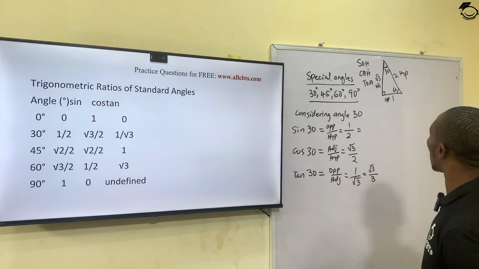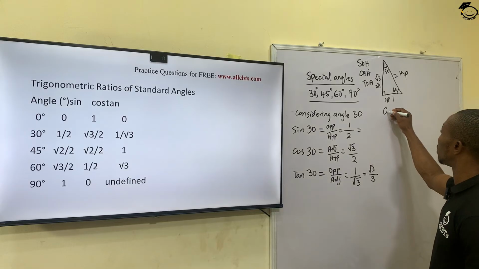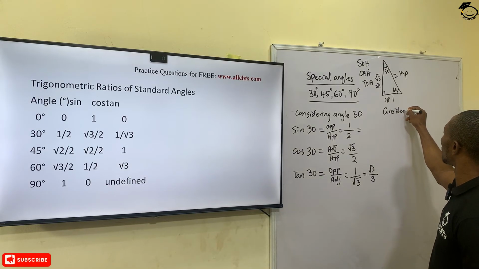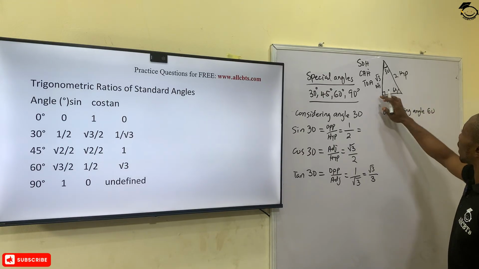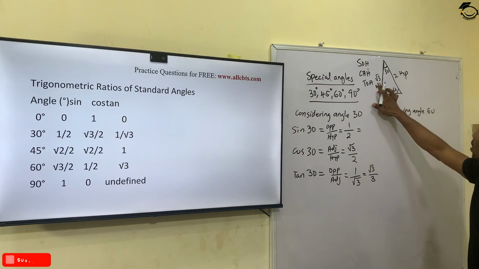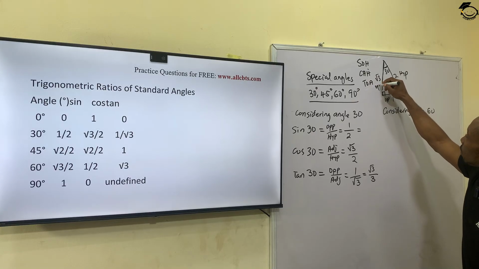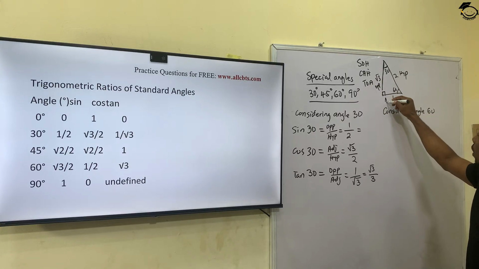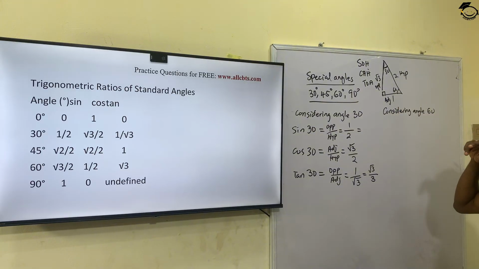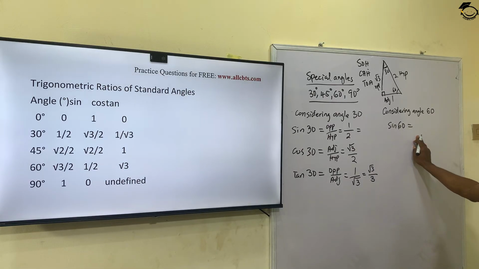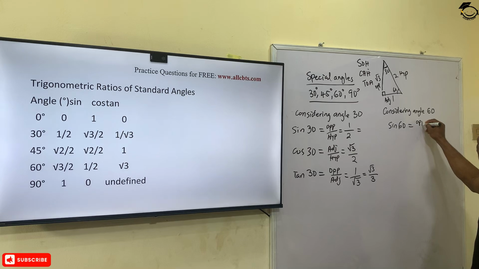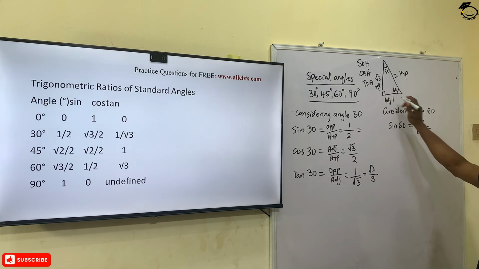Okay, so next, considering angle 60, if we consider angle 60, our root 3 becomes our opposite, while 1 becomes our adjacent. All right, so here we have sine 60, which would give us opposite over hypotenuse, where opposite is root 3.